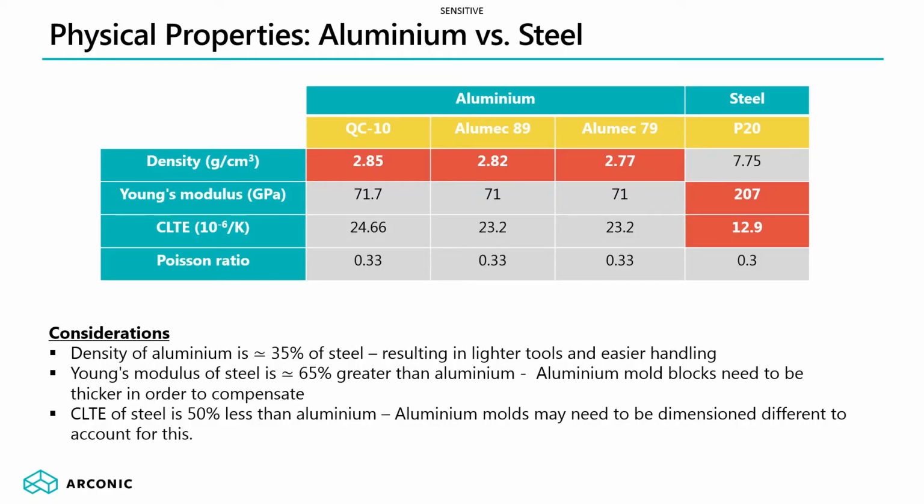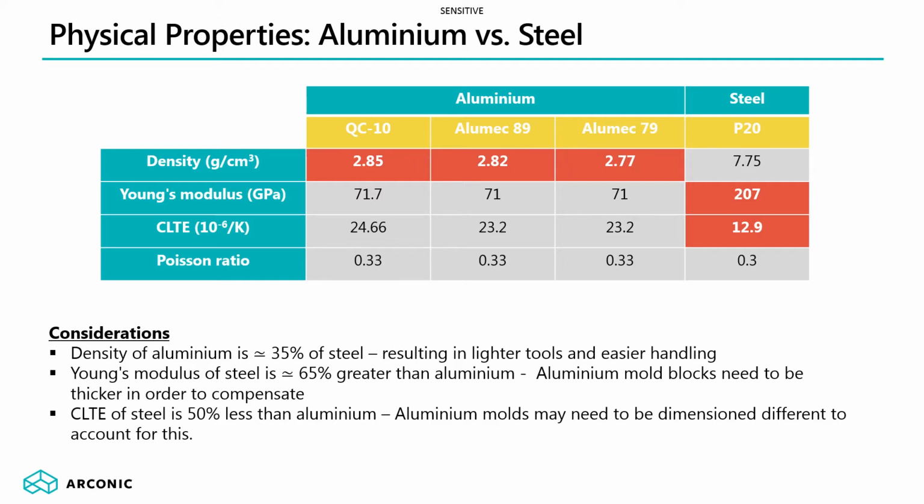Four key physical properties were considered when comparing P20 with QC-10. These are density. The density of aluminium is about 35% that of steel. That means that the tools are lighter and easier to handle. Young's modulus. The modulus of steel is about 65% greater than that of aluminium. That means that, in general, aluminium mould blocks need to be thicker to compensate.